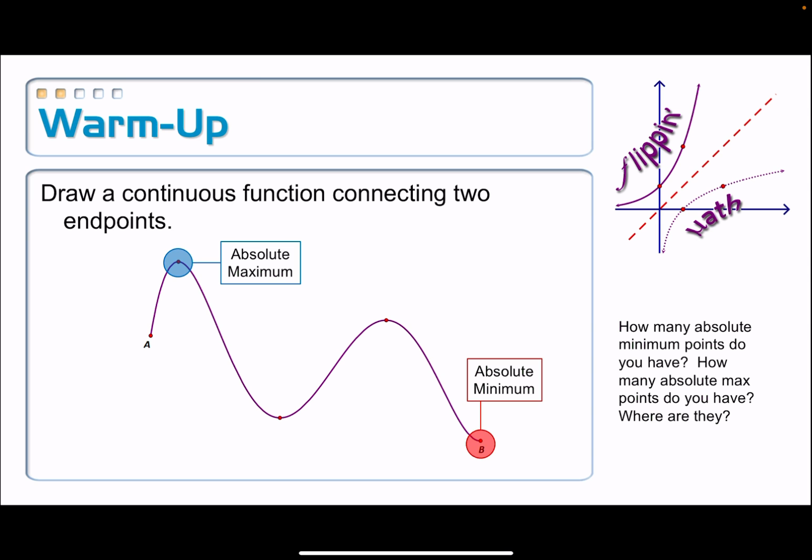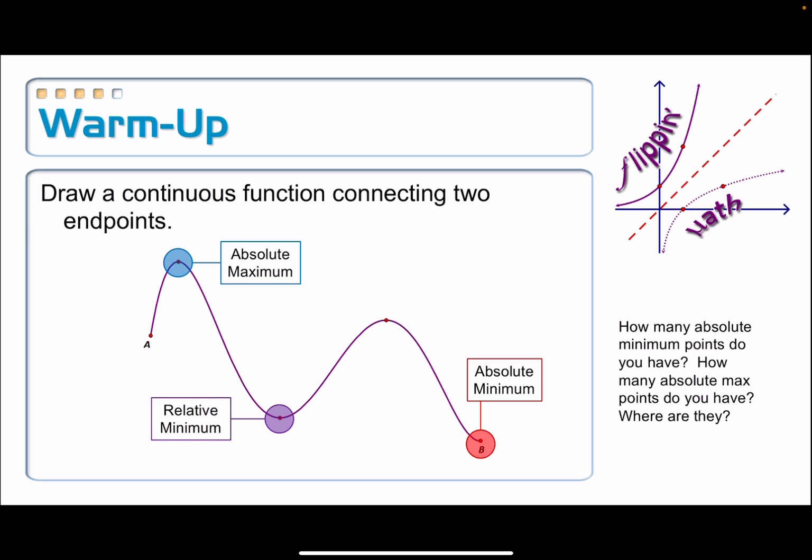How many of them do I have? Obviously, I just have one of them on this graph. Is it possible to have more than one? Sure it is. And again, I'll show you a picture of that graph in just a moment here. All right, well, what about these other two points, like this one down here and this one up here? Those are minimum and maximum values. They're just not absolute. They're local or relative mins and maxes.